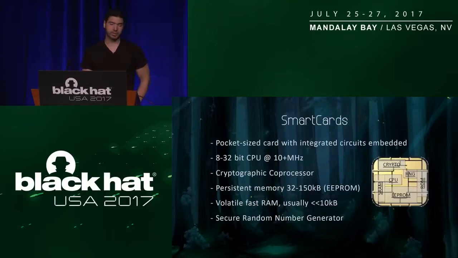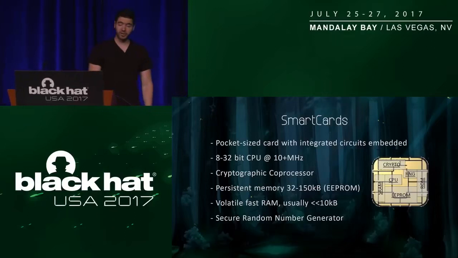So to begin with, smart cards. By smart cards, we mean a pocket-sized card which features an embedded integrated circuit. Usually smart cards have a CPU and a cryptographic processor, which is aimed to do specific operations very fast. The CPU can do any operation, but it's usually slow. They usually have two types of memory. One is the persistent memory, which we have more of, like 150 kilobytes usually. There are some cards offering up to 1 megabyte, but these are rare cases. And then there is volatile RAM, which is very fast, but we have a limited amount of it, usually less than 10 kilobytes.